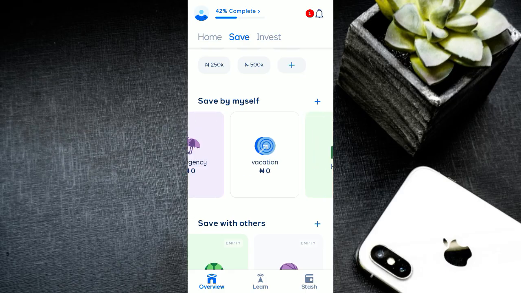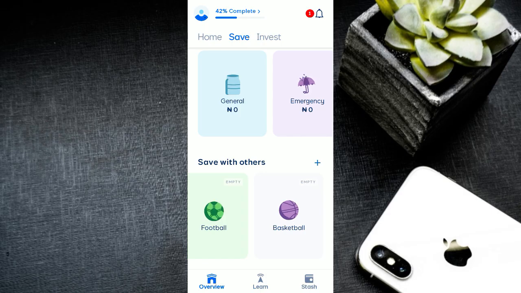You can save by yourself. This is for normal savings, and then you can save with others. So we want to compare along with just having your cash. What are the options? So these options, which is the best for you? All right, let's start with the Cowrywise mutual funds.